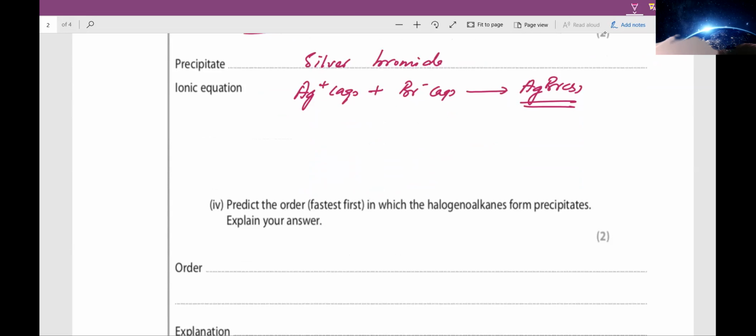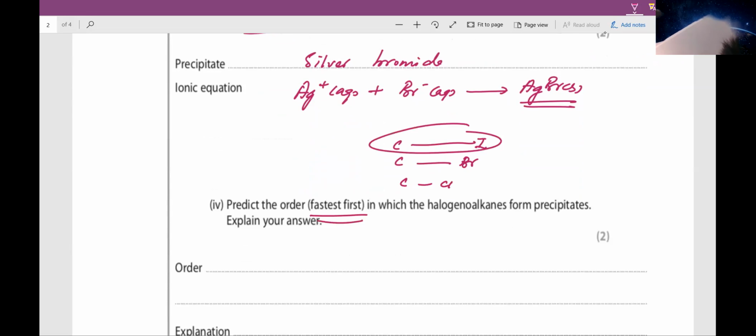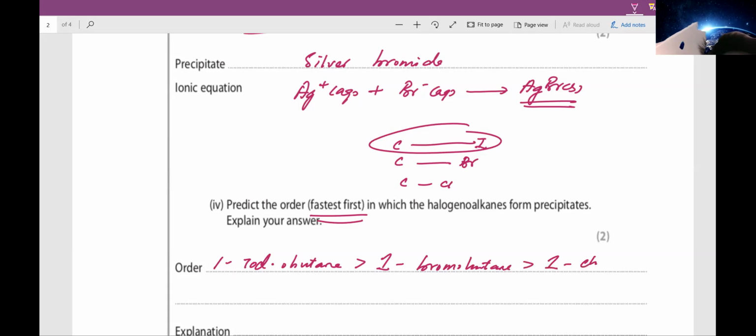Predict the order, easy, because I already told you the longest bond is iodine, and then bromine, and then chlorine, right? So from the fastest first, the fastest will be 1-iodobutane, and then 1-bromobutane, and then 1-chlorobutane, okay?